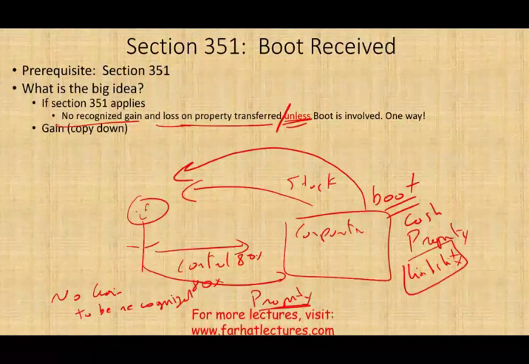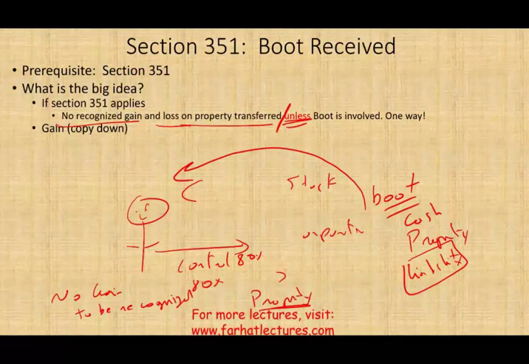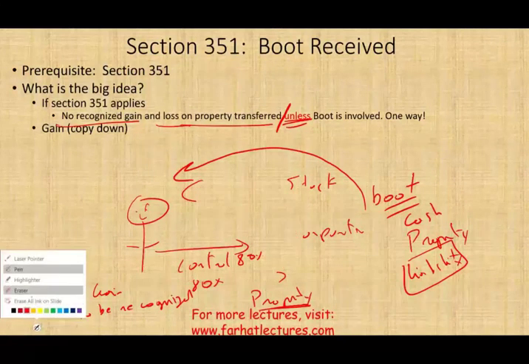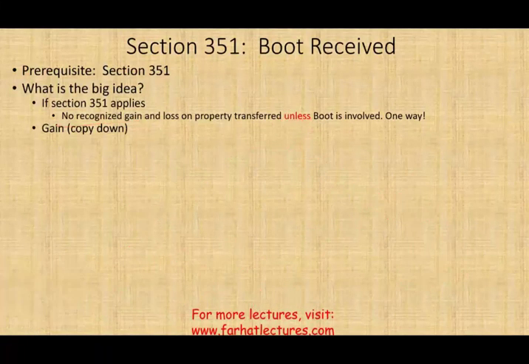So simply put, there is no gain unless the corporation gives you a boot. Boot means they gave you something else in addition to the stock of the company. That something else could be cash. That something else could be property. That something else is they assume a liability on your behalf. Okay? So this is what we're going to be talking about next, and we're going to be spending a lot of time talking about this topic. So we have to copy this formula down.